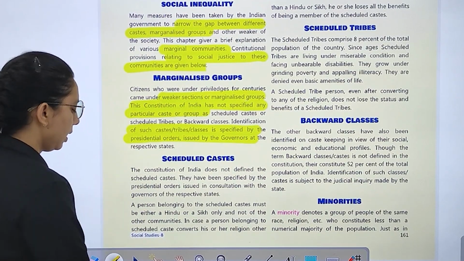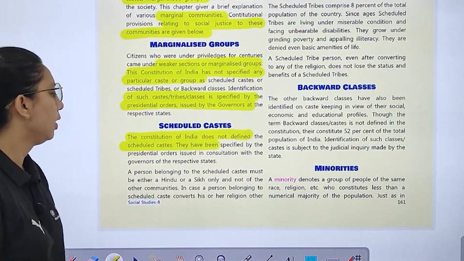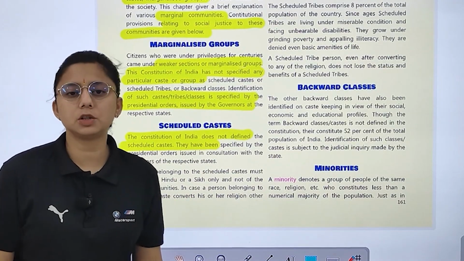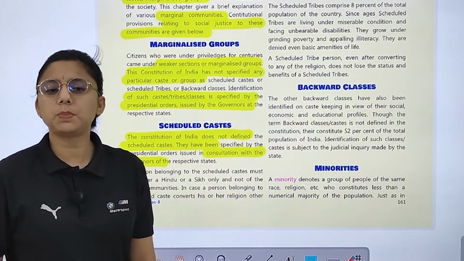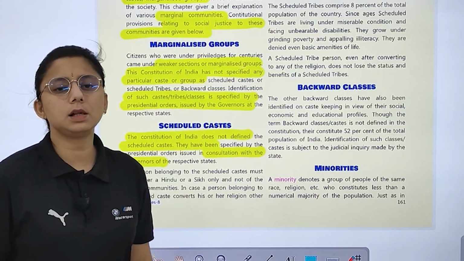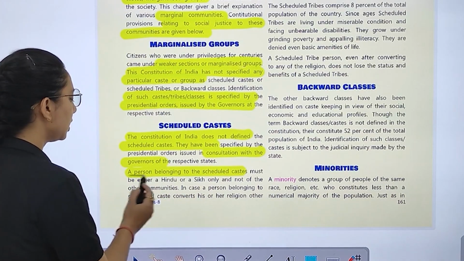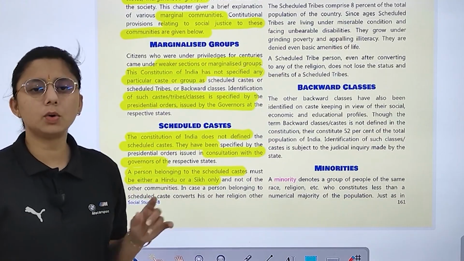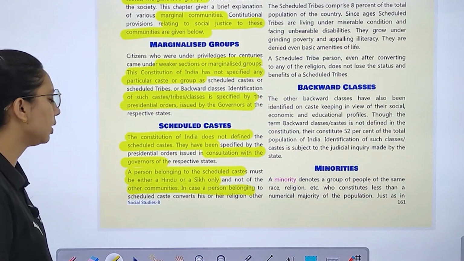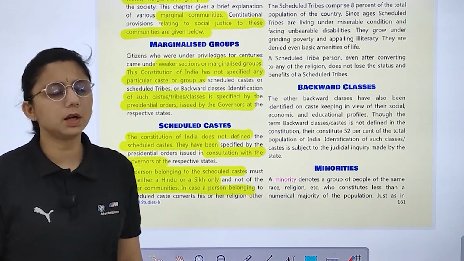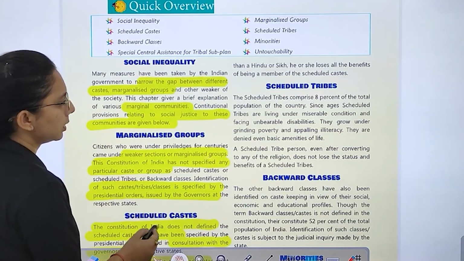If we talk about scheduled caste, the Constitution of India does not define scheduled caste. It is specified by the presidential order that is issued in consultation with the governor of the respective state. A person belonging to a scheduled caste must be either Hindu or Sikh, and not of another community. If a person belonging to a scheduled caste converts their religion to other than Hindu or Sikh, they lose the status.